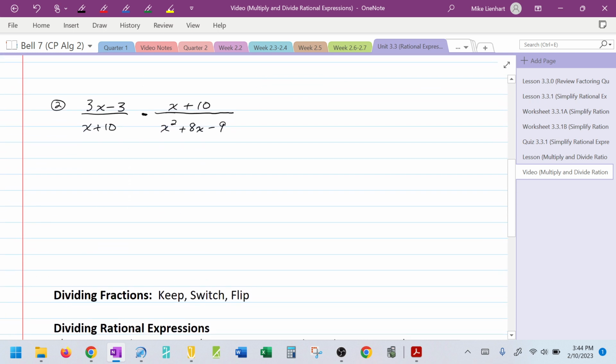So what happens if they give me polynomials? Well, we take the same approach. I look at the first numerator. I notice that 3x minus 3 has a greatest common factor, a GCF of 3, so I write that as 3 times x minus 1. I look at the first denominator, x plus 10. Can't factor that any further. I look at the second numerator, x plus 10. Can't factor that any further.